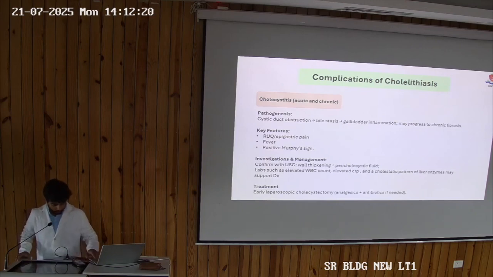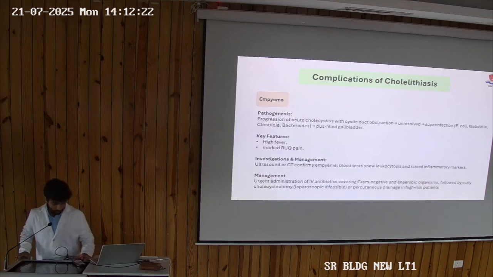Unresolved gallstones may progress to a suppurative condition known as empyema. Empyema of the gallbladder occurs when there is superinfection with organisms such as E. coli, Clostridia, or Bacteroides, which leads to pus accumulation inside the bladder.